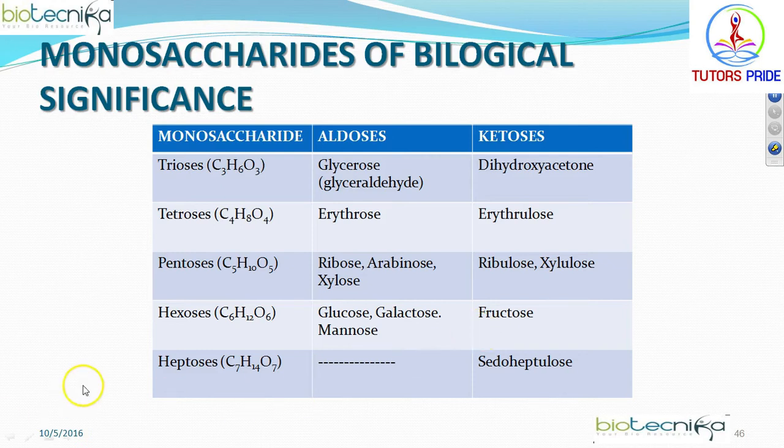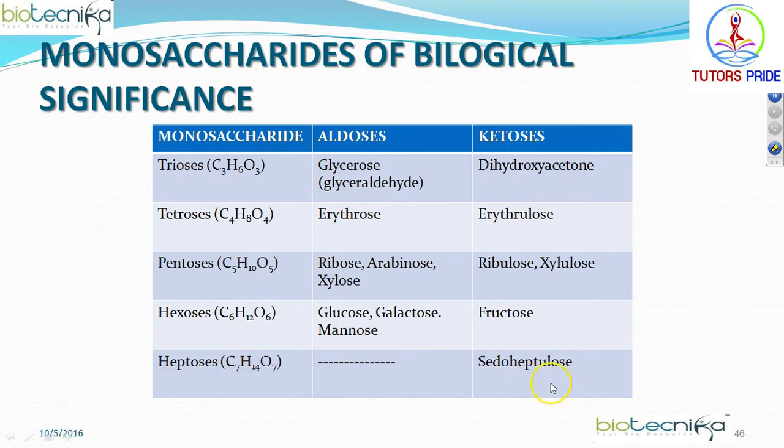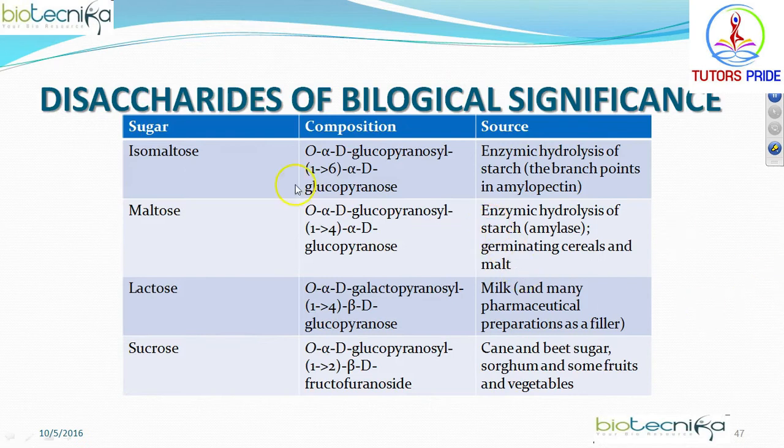Similarly, hexose: you can see glucose, galactose, mannose. But the ketose is fructose. Here only a ketone group is present, and here an aldehyde group is present. This is heptose, which means 7-carbon containing aldose. It is not found in anything, so pseudoheptose, heptulose. So this is about monosaccharides of biological importance.